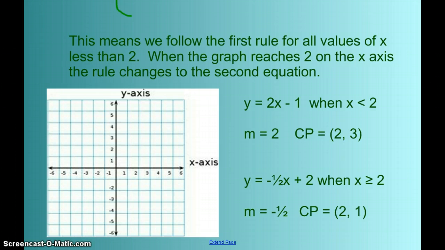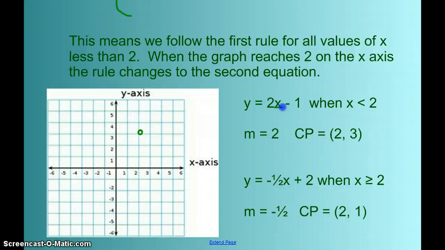So to find our point on the line y equals 2x minus 1, when x is 2, we plug 2 in for x, which gives us 2 times 2 minus 1, which is 3. So we know the slope of our initial line is 2, and our critical point, or the end point for that graph, is at (2, 3). So we go to our graph, we go to (2, 3), and we're going to put an open circle. The reason the circle is open is just like what we did with our inequalities: it's less than, it's not equal to, so that means it is an open circle.